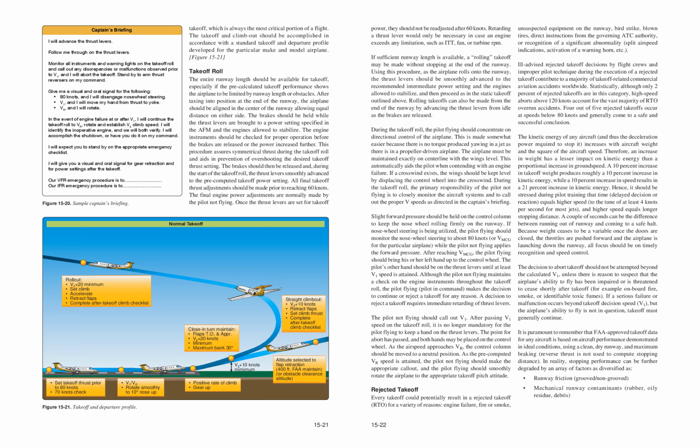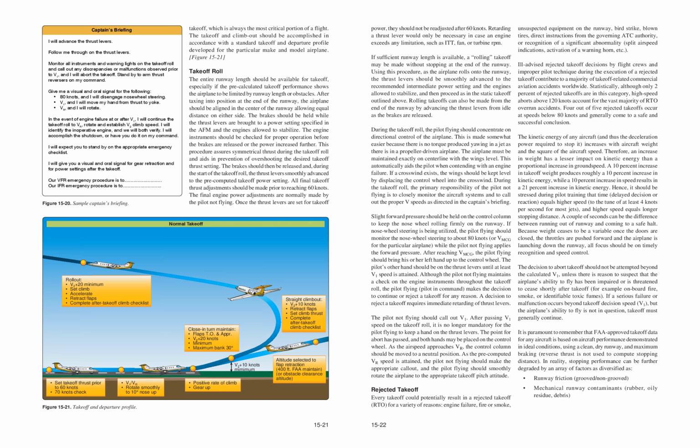The brakes should then be released and, during the start of the takeoff roll, the thrust levers smoothly advanced to the pre-computed takeoff power setting. All final takeoff thrust adjustments should be made prior to reaching 60 knots. The final engine power adjustments are normally made by the pilot not flying, once the thrust levers are set for takeoff.